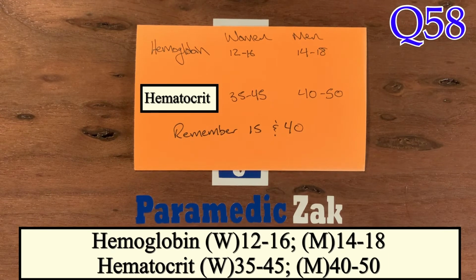For women, it's going to be a hemoglobin of 12 to 16. For men, it's going to be a hemoglobin of 14 to 18. For women, it's going to be a hematocrit of 35 to 45. And for men, it's going to be a hematocrit of 40 to 50. I know these are a lot of numbers to remember, so what I did is kind of simplified it. It's not exactly right, but it does work. So what I try to remember all the time is 15 and 40. Both of those numbers fall within the normal ranges for hematocrit and hemoglobin levels for both women and men.